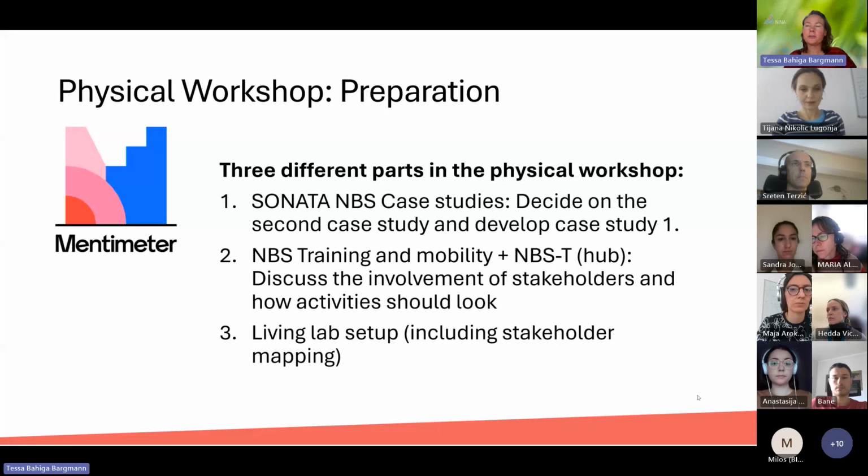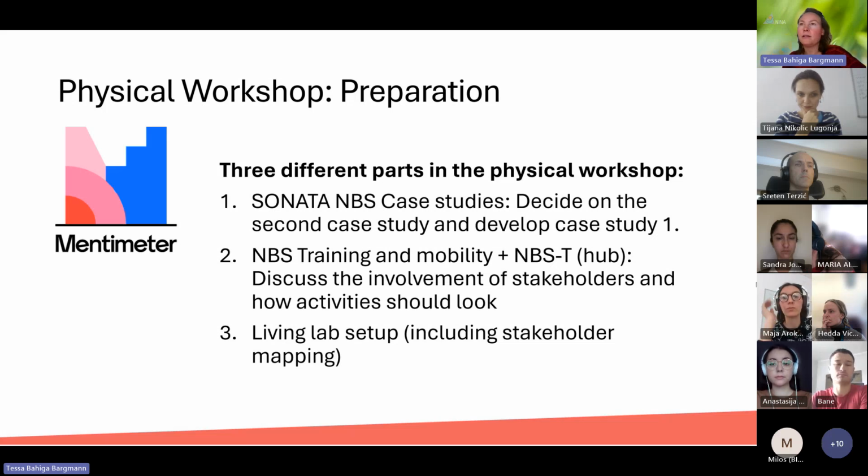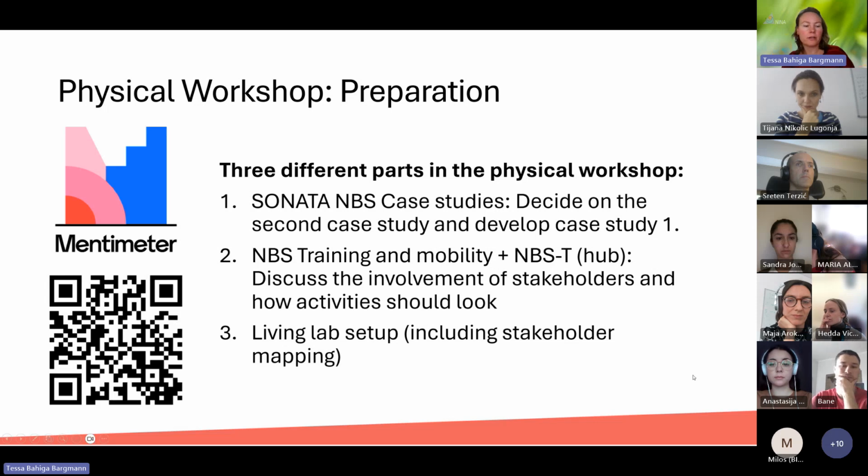So the physical workshop we've divided into 3 parts. The first part is the nature-based solution case studies, and then the second part is also focused on nature-based solutions, but for the training and mobility part. And the third is the Living Lab setup. So we've got a little Mentimeter for everyone here. Here's the QR code, but I think it's actually much easier to use the code itself. If you go to mentimeter.com.